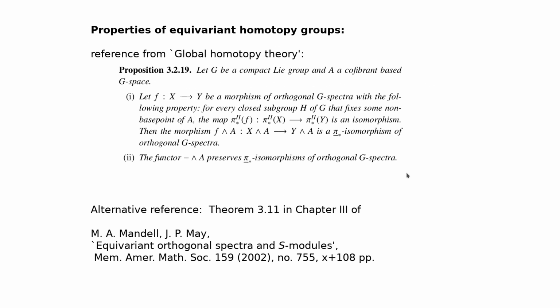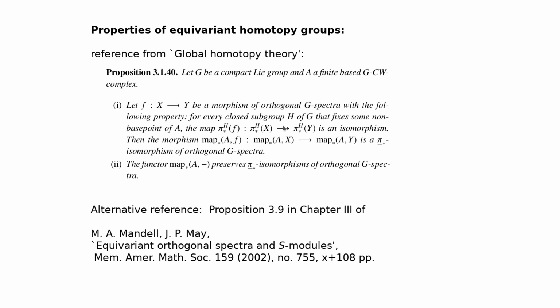The next property that I frequently use and that I will just remind you of and give a precise reference for is that if I have a based G-equivariant CW complex, then smashing with that preserves equivariant homotopy isomorphisms of orthogonal G spectra. This is really the case for the pi-star isomorphisms, where you have isomorphisms on equivariant homotopy groups for all closed subgroups H of G. You could replace based G-equivariant CW complexes by cofibrant based G spaces if you know about such things, but we would usually need this for CW complexes.